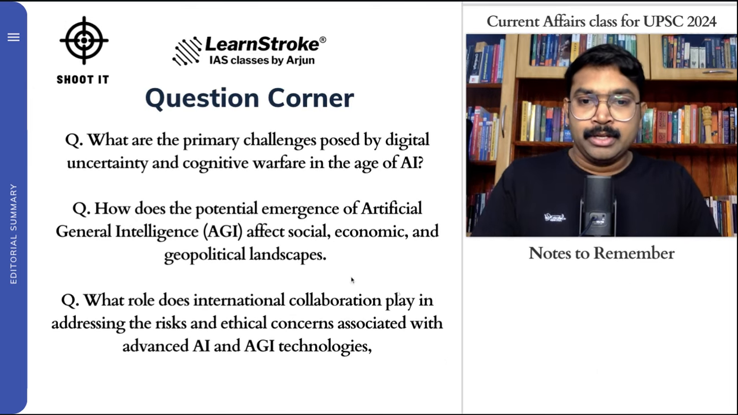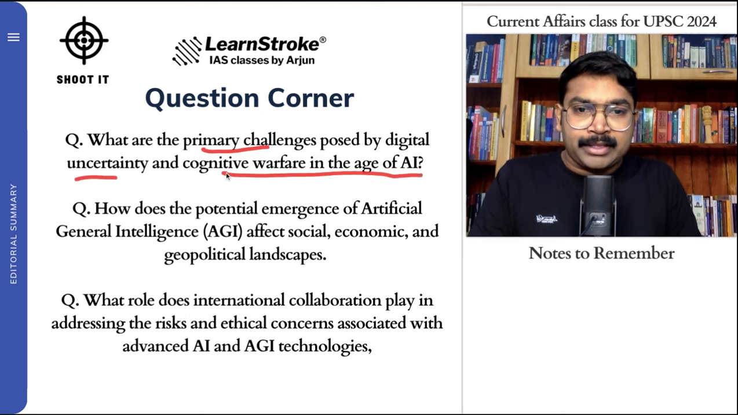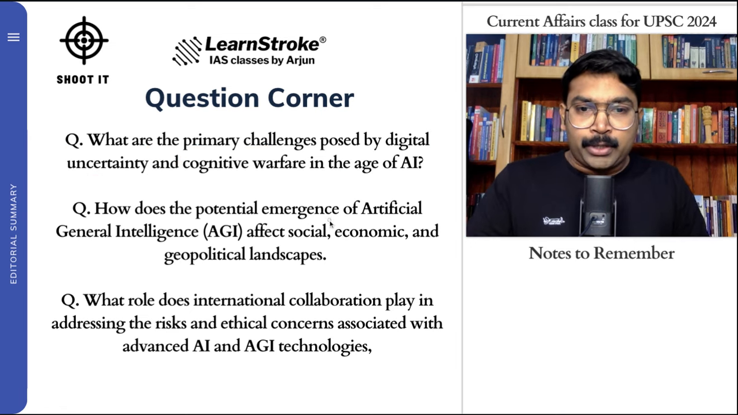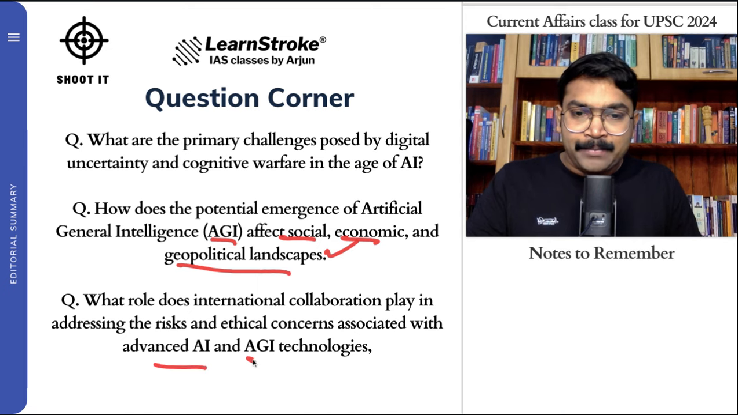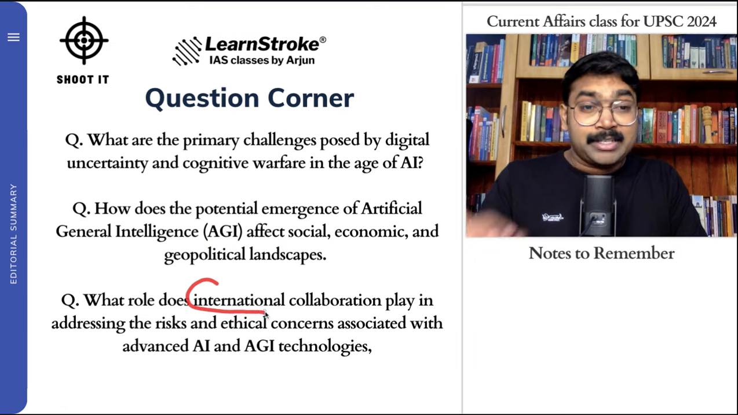So let's take some important questions. What are the primary challenges posed by digital uncertainty and cognitive warfare in the age of AI? So, what is digital uncertainty, and what about cognitive warfare? Very important. How does the potential emergence of AGI affect the social, economic, and geopolitical landscape? What role does international collaboration play in addressing the risks and ethical concerns associated with advanced AI and AGI technology? So international collaboration is very, very important.